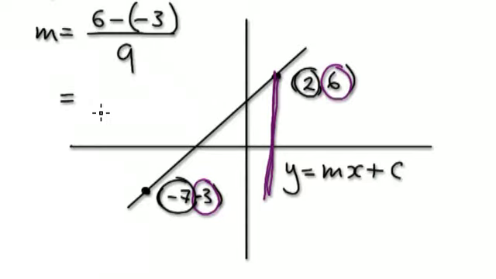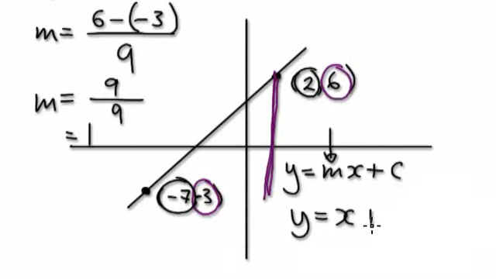Up here would be 9 as well. Oh yeah. Up here will also be 9. So it would be 9 over 9. Okay, which is just 1. Okay, so m is 1. So that means y equals x plus c. So this line is a diagonal line. Anyway, it has a gradient of 1.